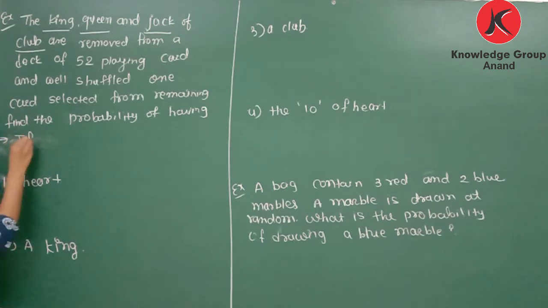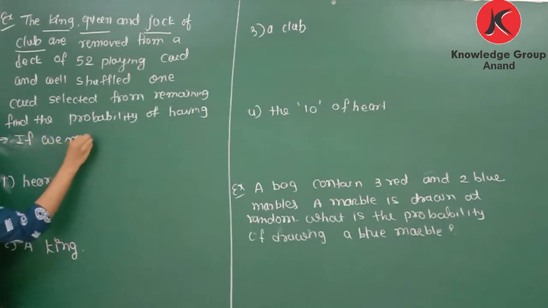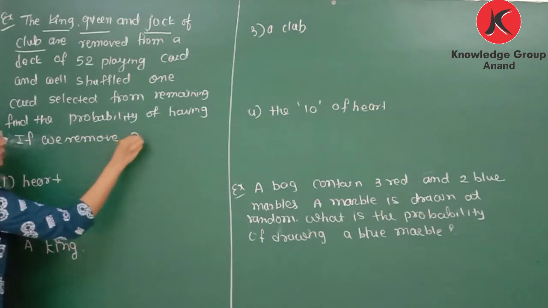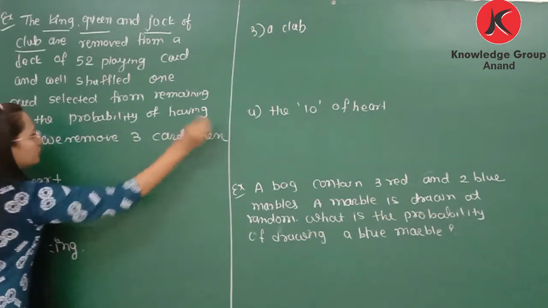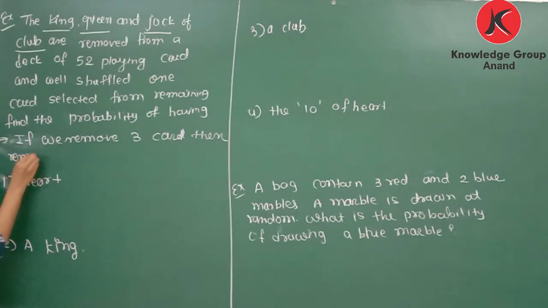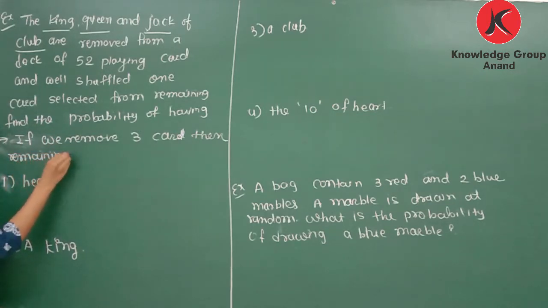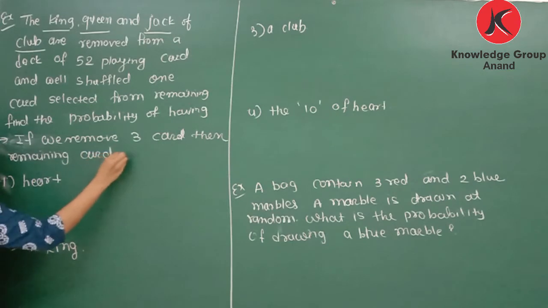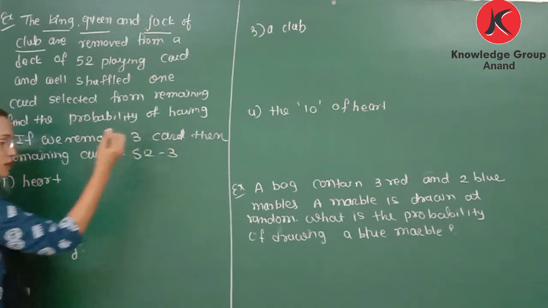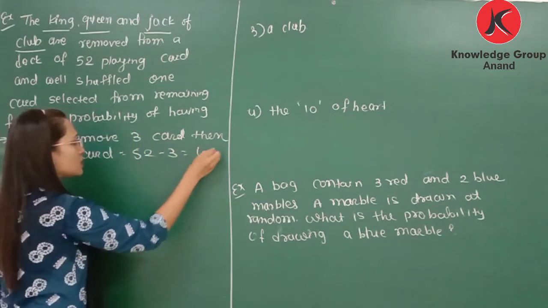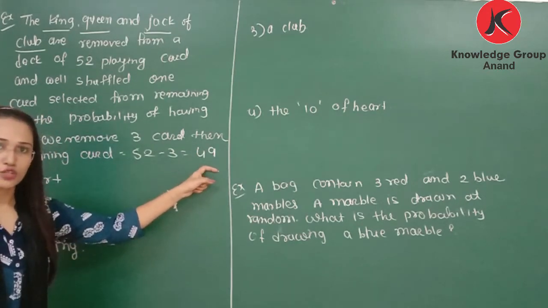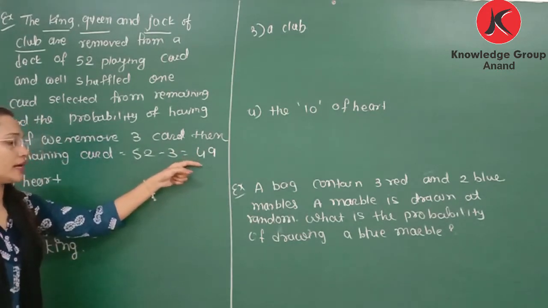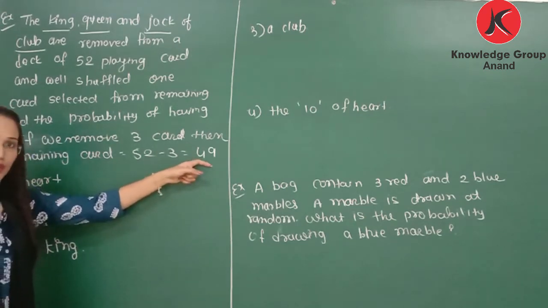So if we remove 3 cards, then the remaining cards are from the 52, we need to subtract 3. So remaining is 49. Now we have a bunch of 49 cards. So whatever condition we find, that is out of 49. Clear?